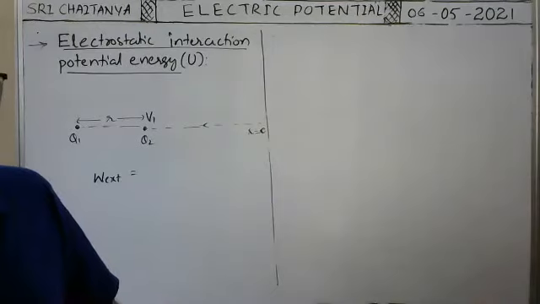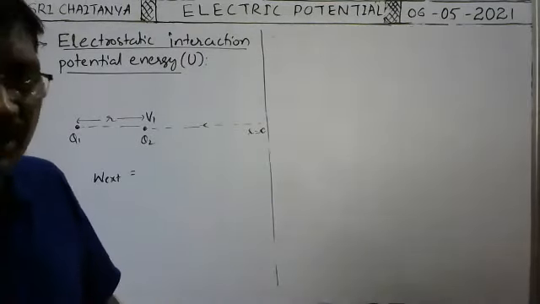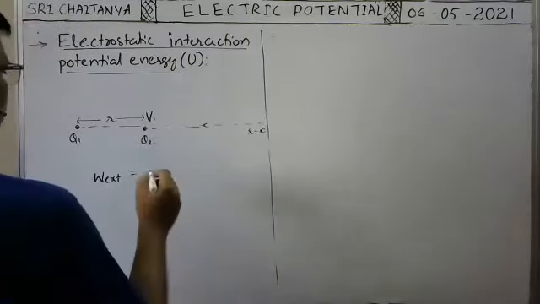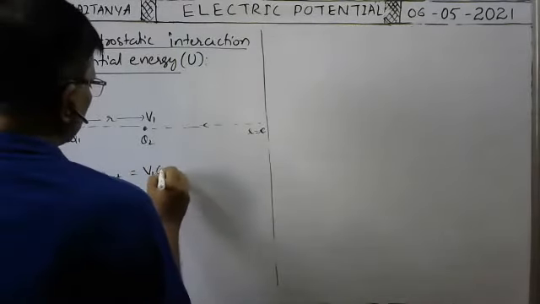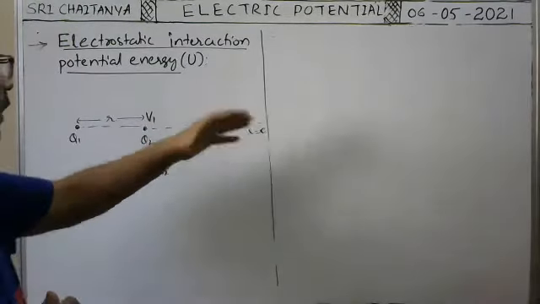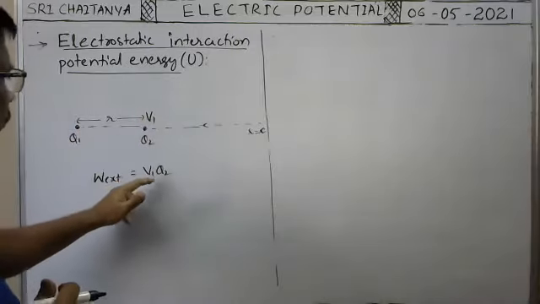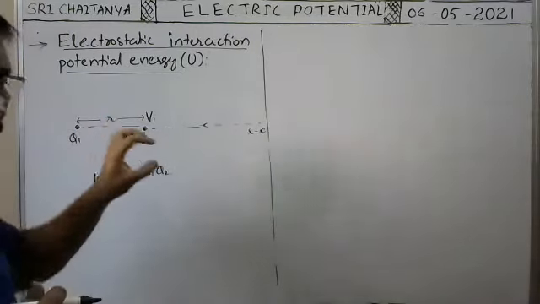Yeah, V1 into Q2. Very good. Yes, simply we can write V1 into Q2. This work done to bring this Q2 charge from infinity to this point where the potential due to this charge is V1 is equal to V1 into Q2. It is the external work to be done.